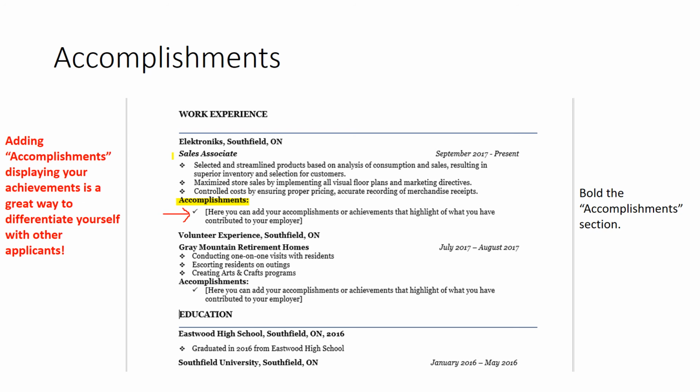If you look down in the volunteer section here, same thing. John volunteered at the retirement home, and guess what? He also has accomplishments that he's achieved there as well. And again, just below it, you've got the bullet points of those accomplishments and achievements that you can add. And right in the next slide here, I'll show you an example of what that looks like.